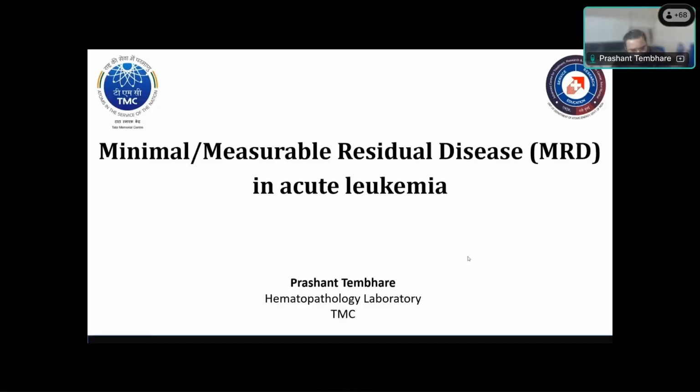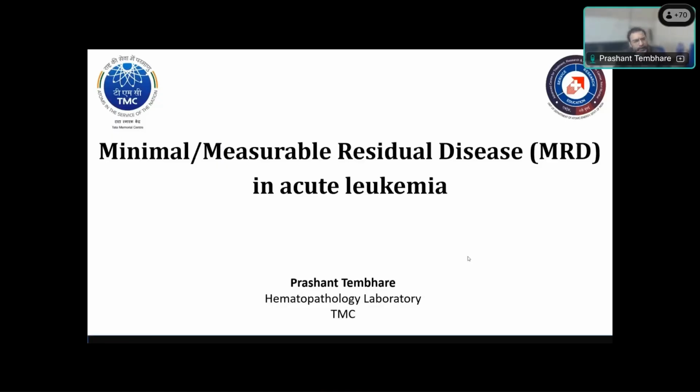So, today we are going to break down measurable residual disease in acute leukemia. Alright, then, let's get started. So today we are going to discuss the measurable residual disease in acute leukemia. Today's presentation is majorly divided into 5 parts.